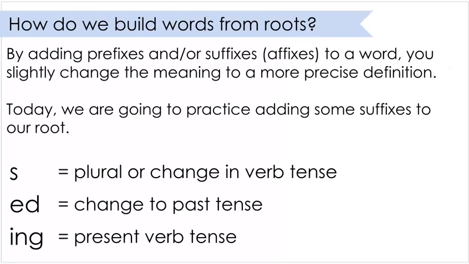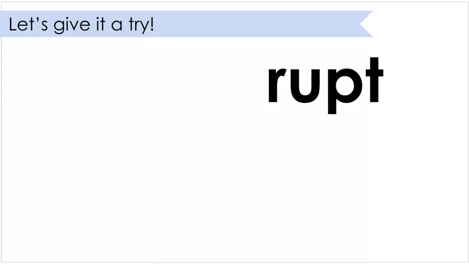Today, instead of prefixes, we're going to be adding suffixes. Of course, suffixes go to the end of a word, and when you add them to a word, you slightly change the meaning to a more precise definition. Today, we're going to practice adding some suffixes to our root. We're going to add s, which is a plural or a change in verb tense, ed, which is a change to past tense, and ing, which is a present verb tense. With that said, let's give it a try.